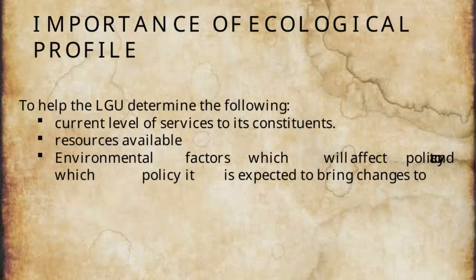So this slide focuses on how we can help the LGU, or local government unit, to better understand its current situation. First, we want to determine the current level of services that are being provided to their constituents. This means assessing what the community is receiving right now in terms of public services and infrastructure. Next, we look at the resources available to the LGU. These include financial resources, human resources, and other assets that can be utilized to improve or sustain services. Knowing what they have at their disposal is crucial for planning effectively.